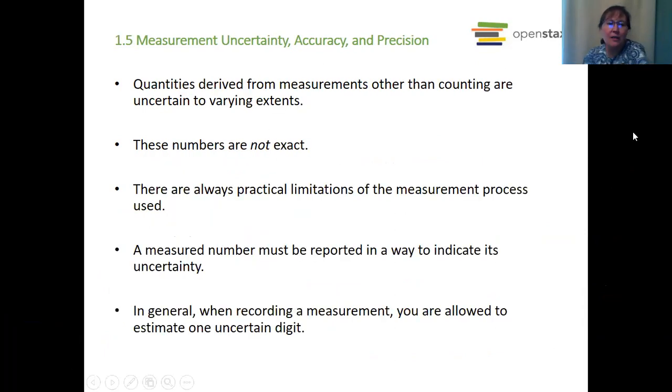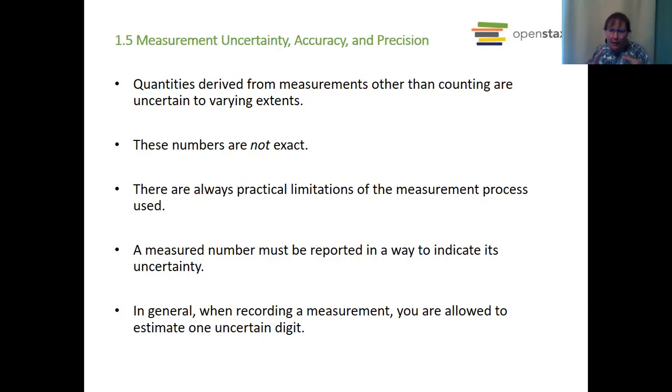Okay, so now let's think about these. Okay, so measurement. Quantities derived from measurements other than counting are uncertain to varying extents. And that's because we can never look at something perfectly. Okay, these numbers are not exact. They might be very, very close to exact, but that doesn't mean that they're actually exact. There are always practical limitations. That might be your eye, like how good your eye is at looking at the glassware, or how good your eye is at looking at a ruler.